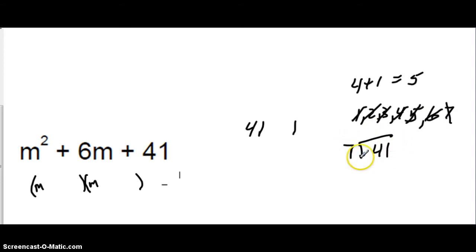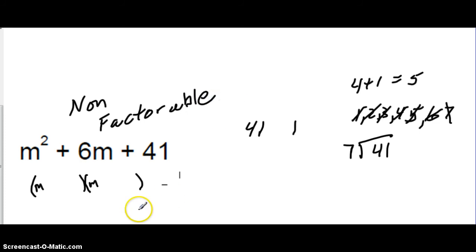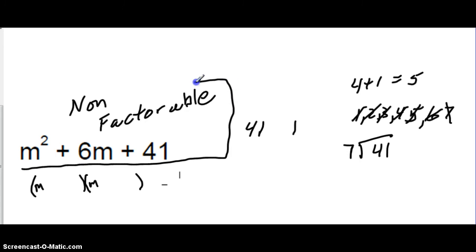So after a while, if you can't find a factor that goes into 41 evenly, chances are real good it's non-factorable. This is a rare occurrence, but it does happen. So at least you tried to factor this, but you couldn't find any factors after exhausting 1, 2, 3, 4, 5, 6, and 7. Chances are real good that you're not going to find very many or any factors of 41, probably because 41 is a prime number.